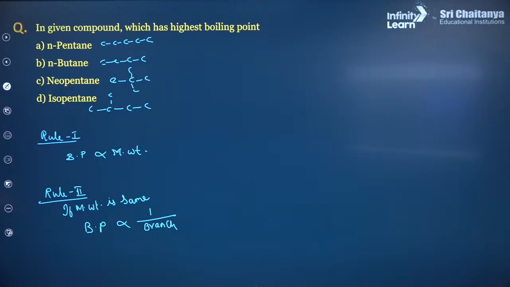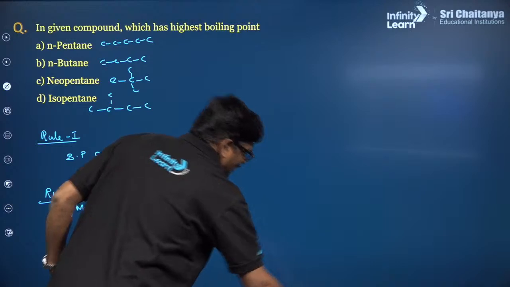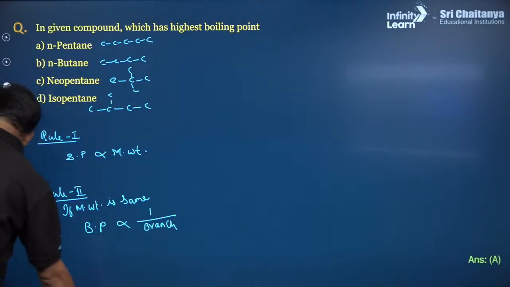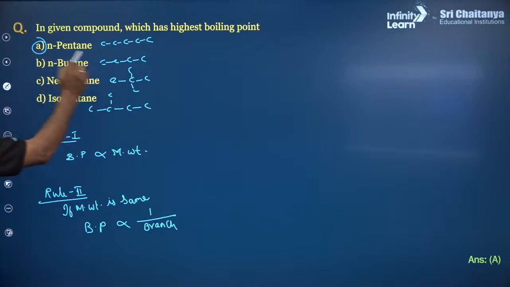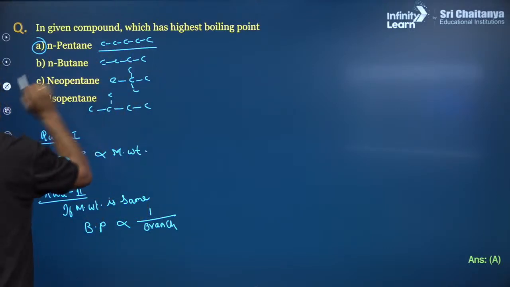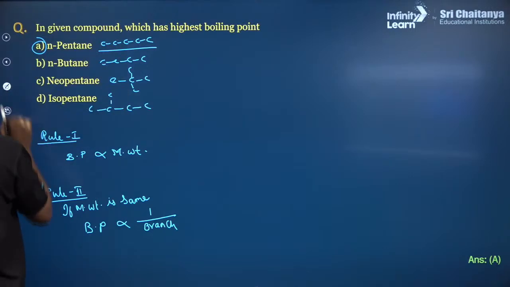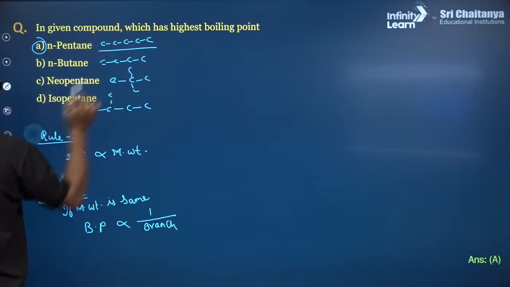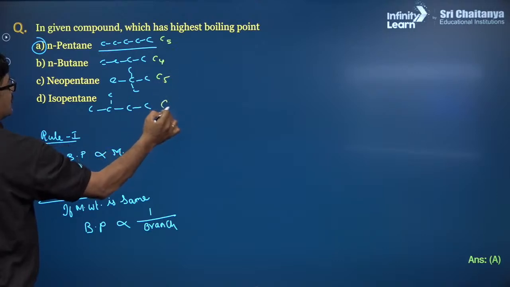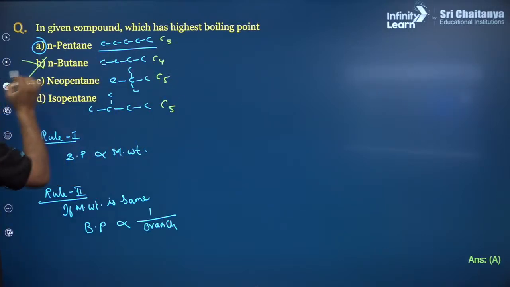Yes. So your answer for this question is going to be A, and it is going to be A because it is the unbranched one. So all are having C4, here it is going to be C4, C5 and C4, C5, C5. So it cannot be the answer, right? Kushal, your answer is going to be A.